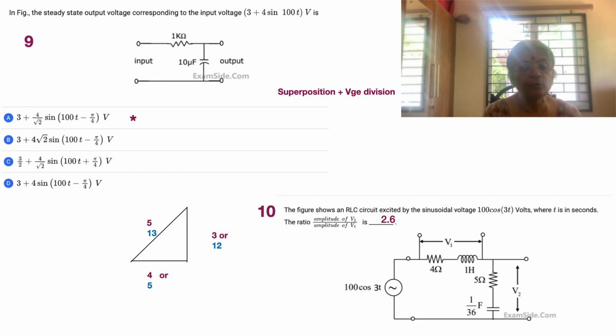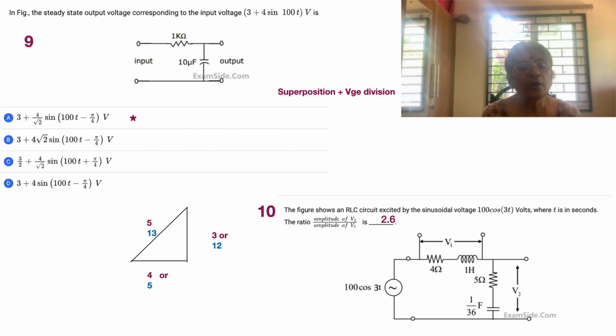So what does 3 do? When 3 is applied, the capacitor becomes an open circuit, so whatever voltage is applied at the input becomes completely available at the output. So 3 is there as it is. Of the 4 answers, A, B and D are correct with respect to the DC component. Now let's come to the AC component.